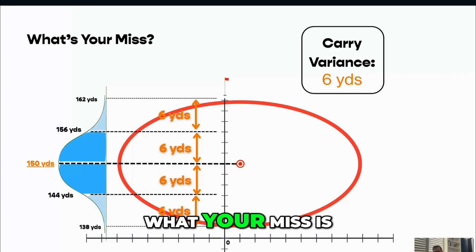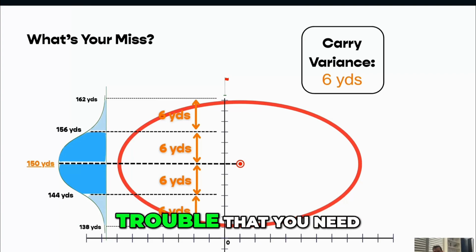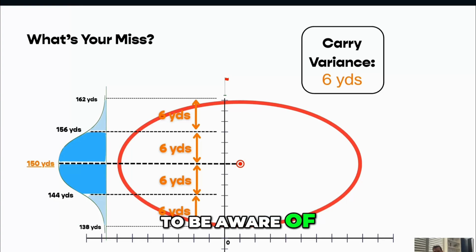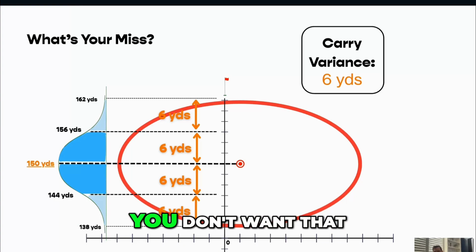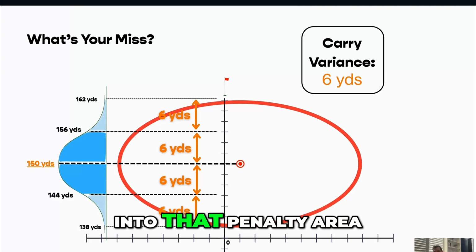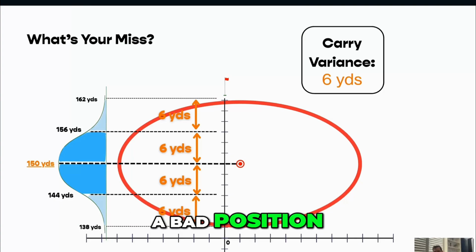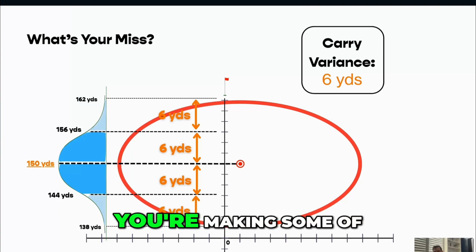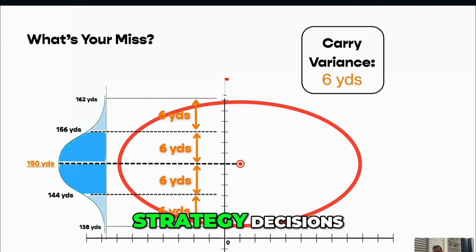You have to know what your miss is, because if you've got trouble that you need to be aware of, if you miss hit that, you don't want that next shot to go into that penalty area and leave yourself in a bad position. So you need to account for that when you're making some of these shot strategy decisions.